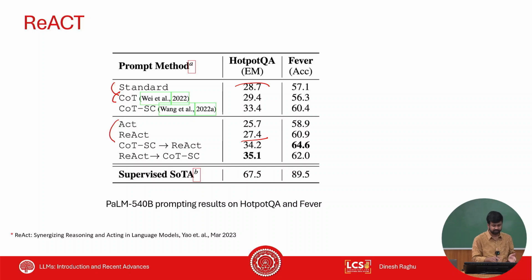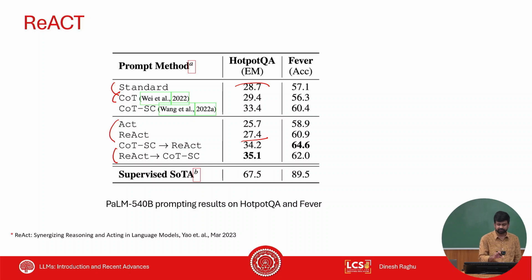Similarly with React, the other approach was that first you do React and then you do COT SE. React typically goes through this iterative step, right? So let it go for 5 or 6 steps. If it doesn't get me the final answer by 5 or 6 steps, then I'll resort to COT SE, right? When they did these two things, they were able to see that both these techniques were able to outperform COT SE on this data set, right?